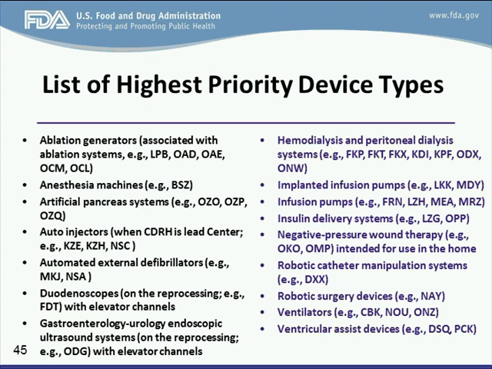Hi, this is Erica. Could you repeat your question, please? I'm curious about the distinction on why for some of the devices it depends on whether CDRH is the lead center for whether or not it's part of the highest priority device types to include human factors as part of the submission. Is there a reason for the distinction?